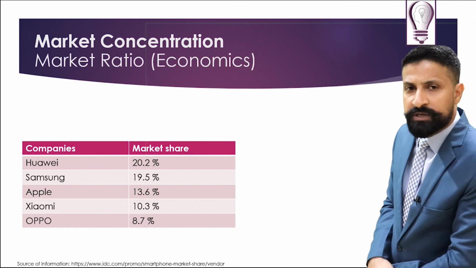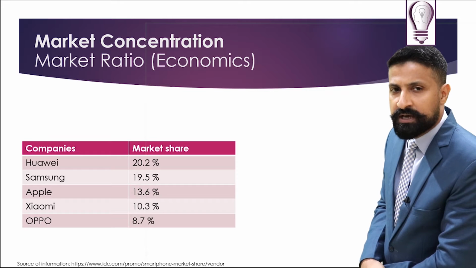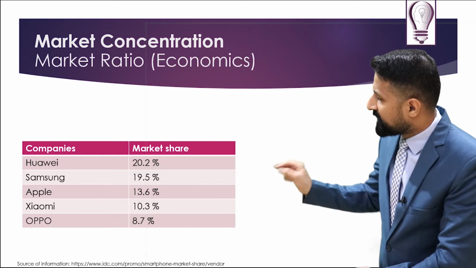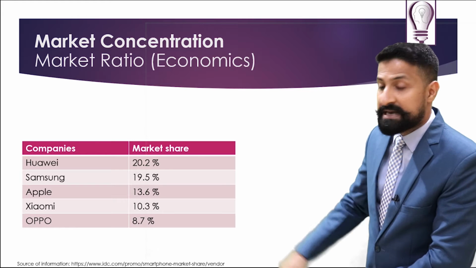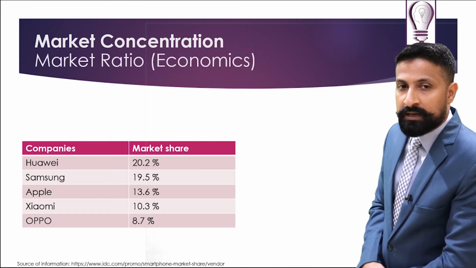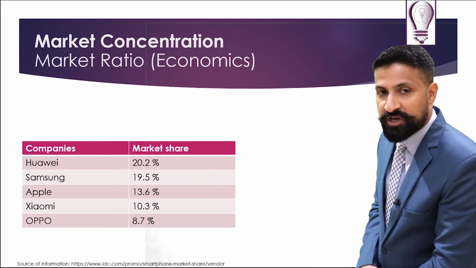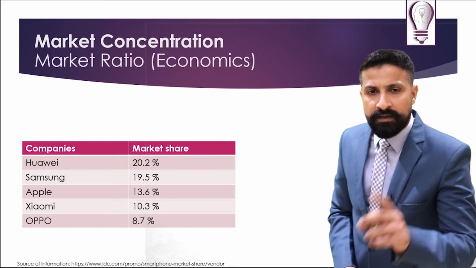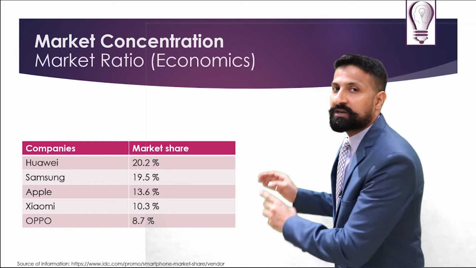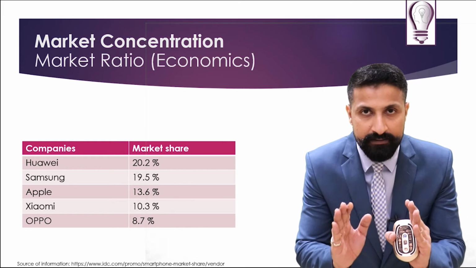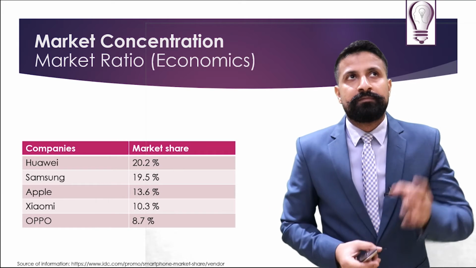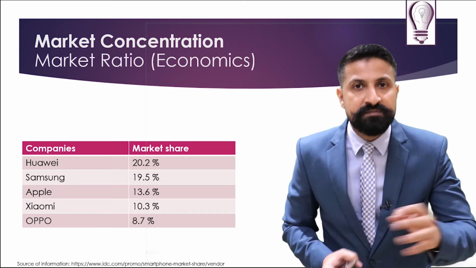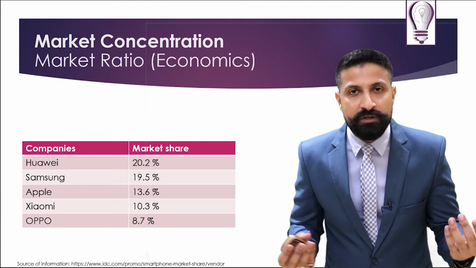Huawei owns 20.2% market share. Samsung owns 19.5% market share. Apple owns 13.6% market share. Xiaomi owns 10.3% market share. And Oppo owns 8.7% market share. Clear? Okay. Now, there are 3 firms, 5 firms, 6 firms market concentration calculation.